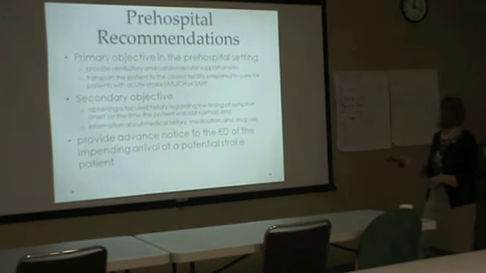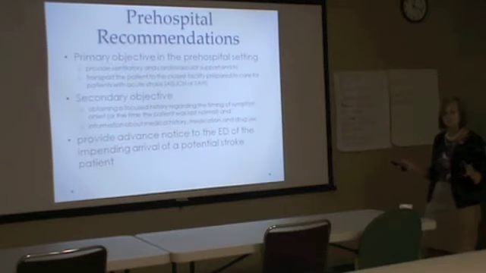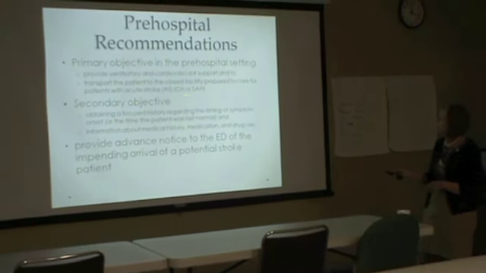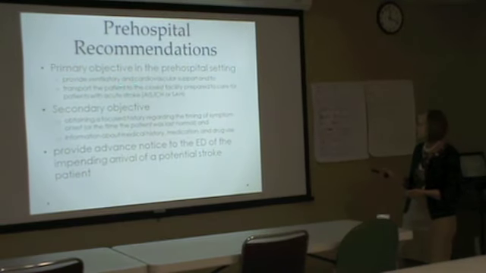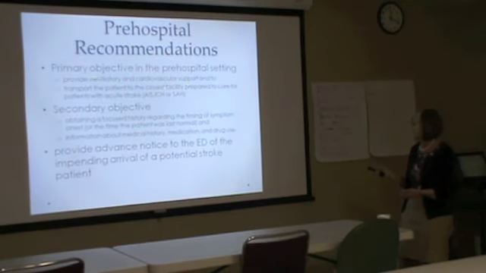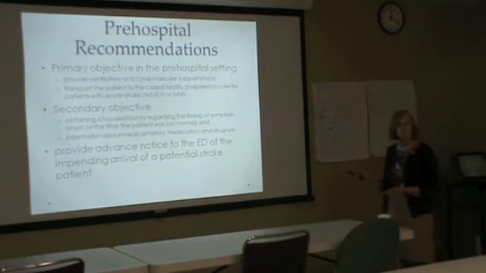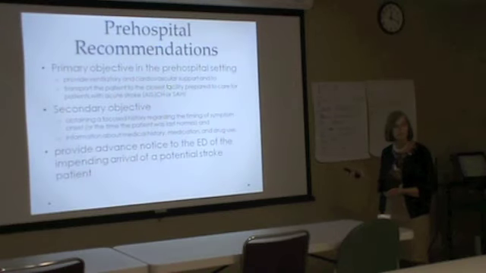The primary objective in the pre-hospital setting, regardless of what type of etiology we're looking at, is to provide ventilatory support, cardiovascular support, and to get the patient transported to the closest facility prepared to care for patients with acute stroke, whether it's ischemic, hemorrhagic, or subarachnoid hemorrhage.